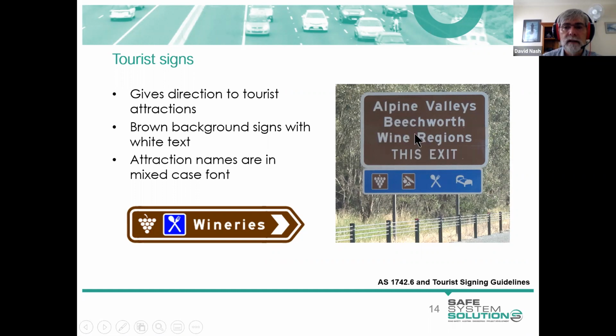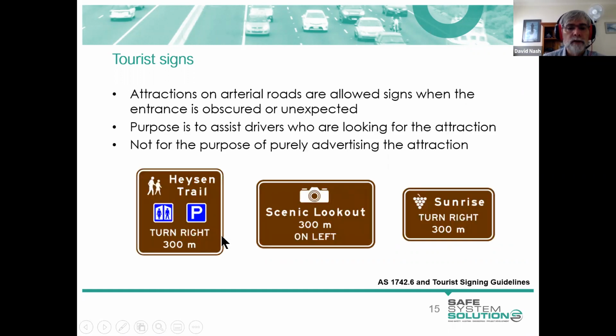So the destination name is in mixed case, but the traffic direction is in uppercase. So the traffic direction might be this exit or turn right or on left. That's in uppercase, but a smaller letter height, whereas the destination is in Series E mixed case, which has probably the best legibility. And these signs can be enhanced with symbols as well.